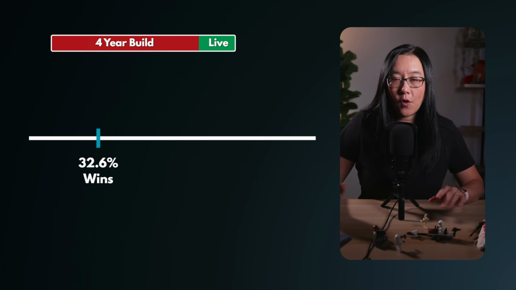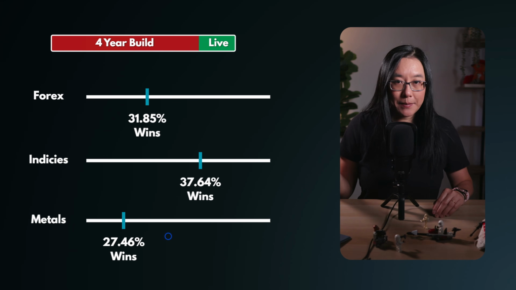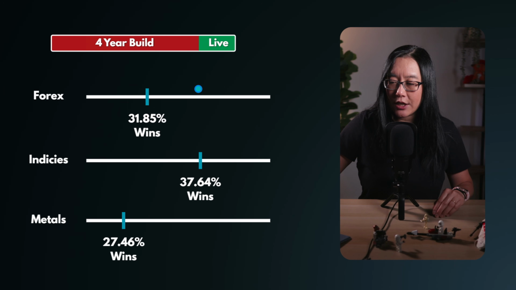Now, this is not a good way to build strategies at all because I'm using all the data to create these strategies with, but let's take a quick look to see how many of these strategies would have been profitable. So out of the 63,499 strategies, 32.6% of them were profitable in their live trading simulation. Let's break this down into Forex, indices, and metals. And we can see of all the Forex strategies, 31% of them were profitable. Indices rate was higher at 37% and metals was lower at 27%.